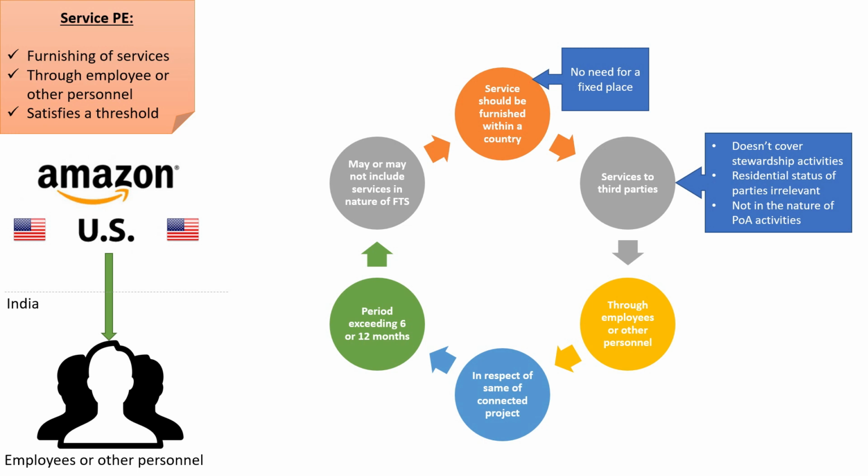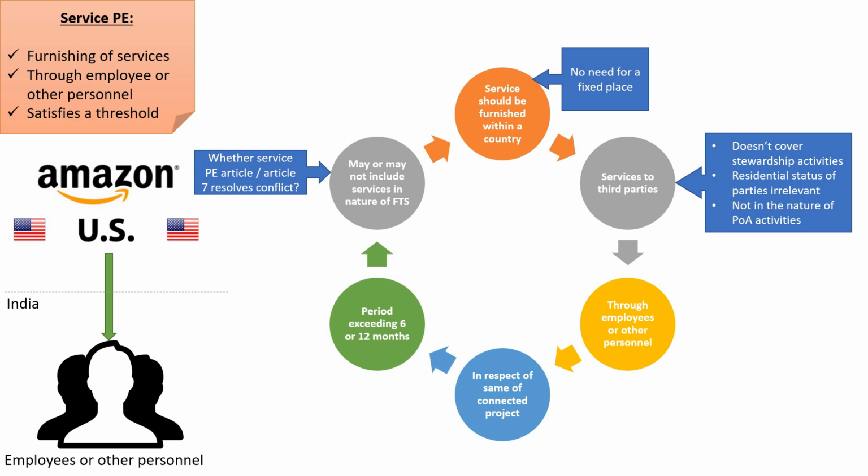Firstly, there shall be provision of services. The residential status of the service provider and the service recipient are irrelevant. A head office rendering services to its branch cannot trigger a service PE. Likewise, stewardship activities, that is, when the employees of a foreign enterprise are present in another country to protect their own interests, also do not trigger service PE, as it will be seen as a service to oneself. Nature of activities is not relevant as long as there is provision of services. That is, exclusion for activities or services of the nature preparatory and auxiliary, like in the case of a fixed place PE, is not available here.